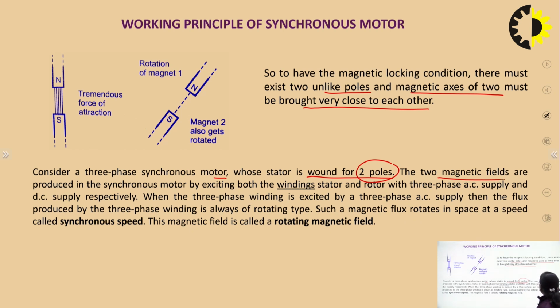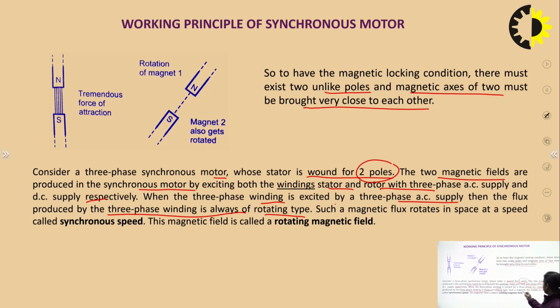The two magnetic fields are produced in the synchronous motor by exciting both the stator and rotor windings with the three-phase supply and DC supply respectively. We know that the rotor will get excited by the DC supply and the stator will get excited by the three-phase supply. When the three-phase winding is excited by a three-phase AC supply, the flux produced by the winding is of rotating type. So by giving the three-phase supply to the stator, a field will be generated which is rotating in nature. So a rotating magnetic field will get developed in the stator.